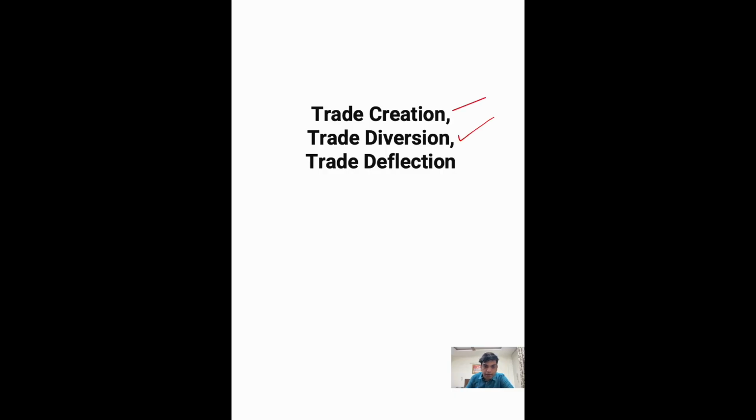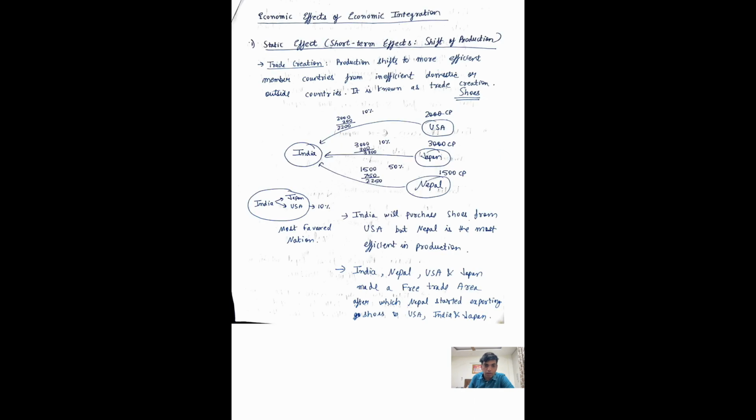Trade creation, trade diversion and trade deflection. So let's start with the first one, that is trade creation. Production shift or move towards efficient member country from inefficient domestic or outside countries. This is known as trade creation. So what is the meaning of it?